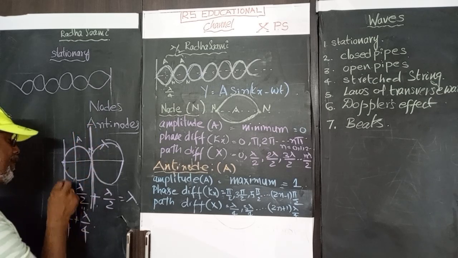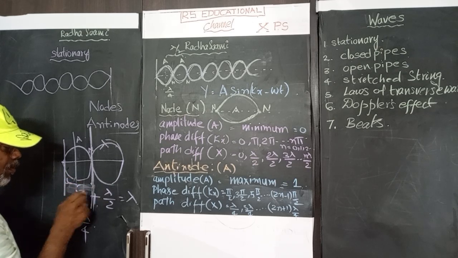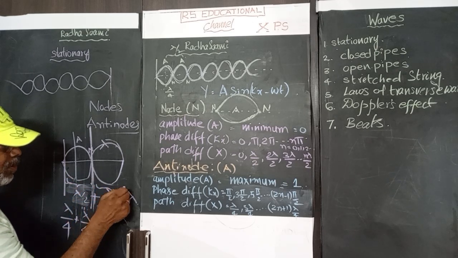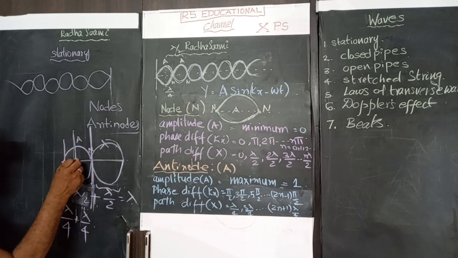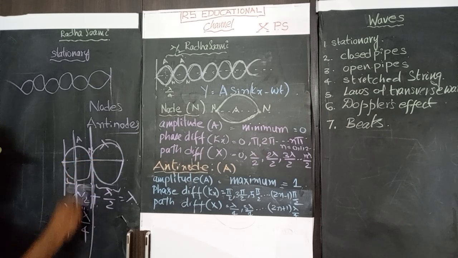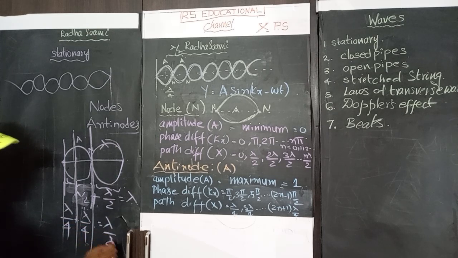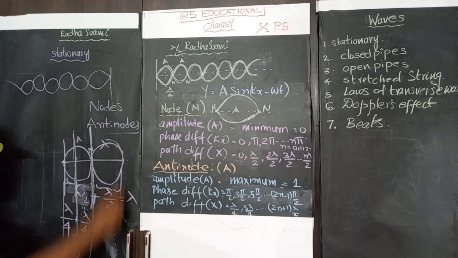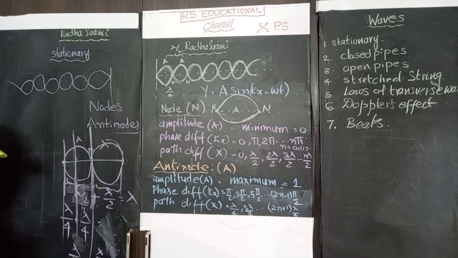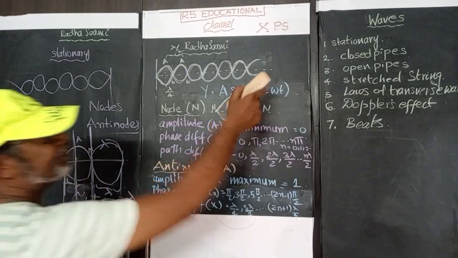This part is just lambda by 2, and this is lambda by 2. Total becomes lambda. And from this point to this point, the smallest part is lambda by 4. Lambda by 4 plus lambda by 4 becomes lambda by 2. Understand? Lambda by 2 plus lambda by 2 is equal to lambda. This is the explanation. So this is about the stationary wave.